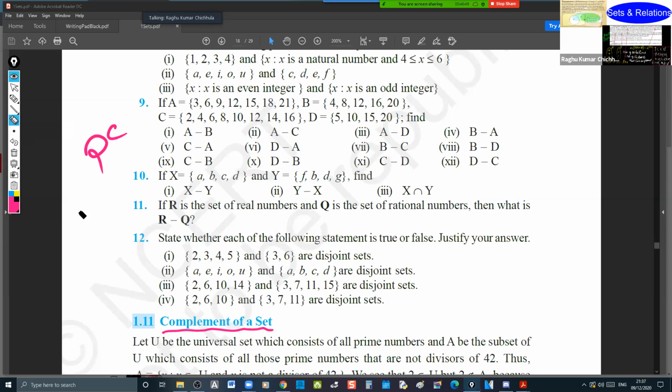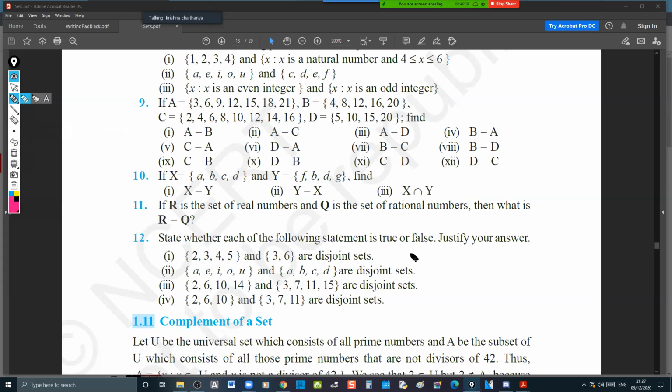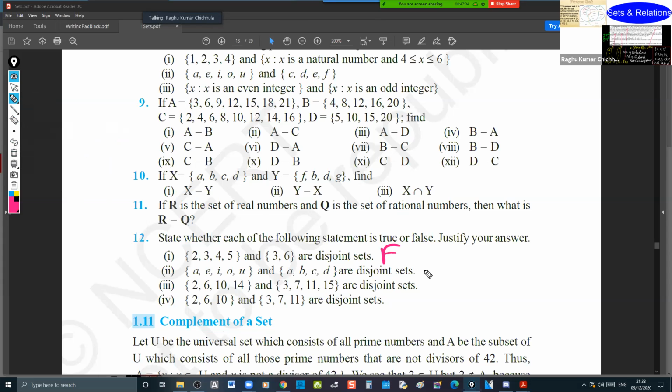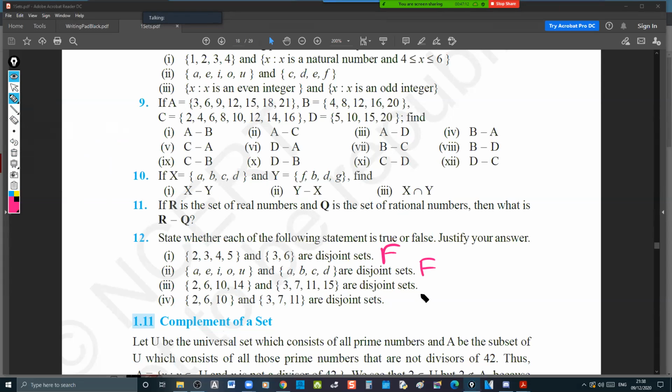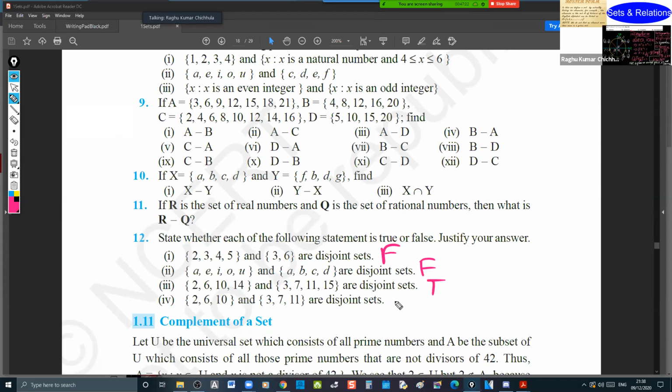State whether each of the following statements is true or false. Come on, Chaitanya, start. Yes, sir. The first one is false. False. The second one is also false. The third one is true. The fourth one is also true. That's what it is.